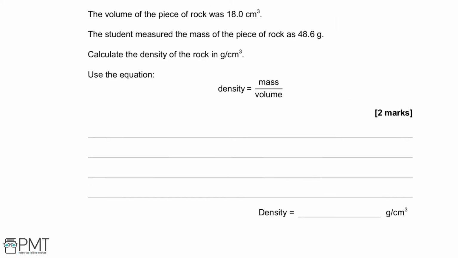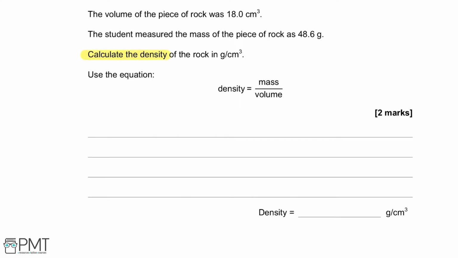Part 2. The volume of the piece of rock was 18.0 centimetres cubed. The student measured the mass of the piece of rock as 48.6 grams. Calculate the density of the rock in grams per centimetre cubed. Use the equation density equals mass divided by volume. So for this question, we're given the equation, and so all we need to do is find the values in the question and substitute them in. So first of all, what are we finding?